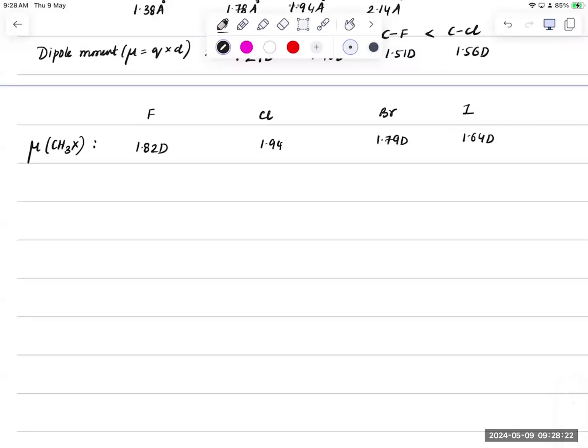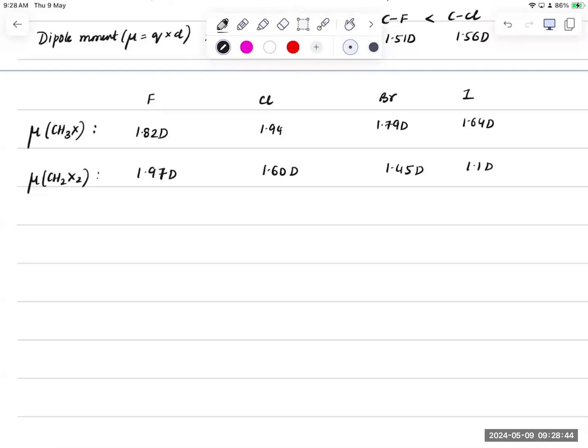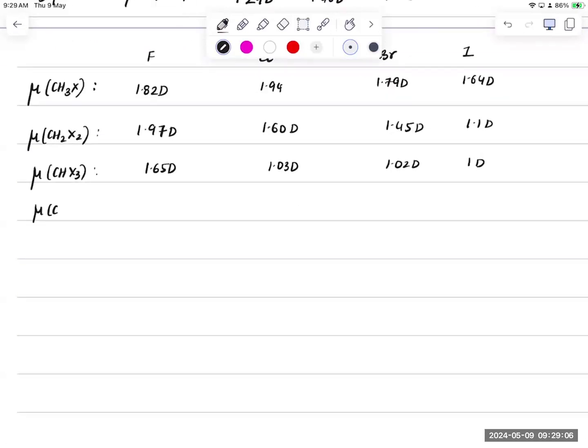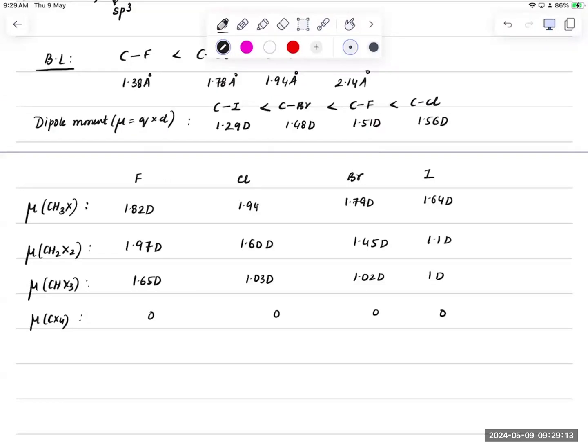And if it is for mu being CH2X2 here, then it is 1.97, 1.60, 1.45, and 1.1 D units. Next, if it is about mu being CHX3, if it is for fluorine, it is 1.65 D units, 1.03 D units, 1.02 D units, and 1 D unit. And if it is CX4, it is 0, no dipole. So I hope you got an idea about how the dipole moment varies.